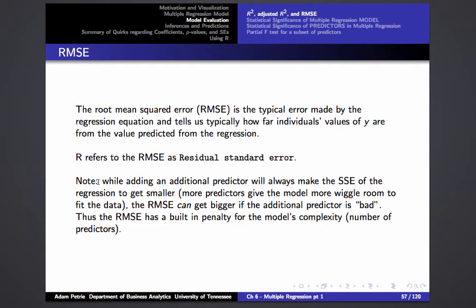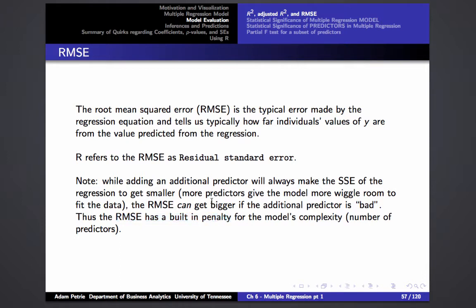So one thing to note about the root mean squared error is that whenever we add an additional predictor, we know that that's always going to make the sum of squared errors of the regression get smaller. More predictors, more wiggle room, the model's going to fit the data. However, the root mean squared error can get bigger if that additional predictor is bad, if it's not really helping to predict y all that well. So like R squared adjusted, root mean squared error really has a built-in penalty for the model's complexity.